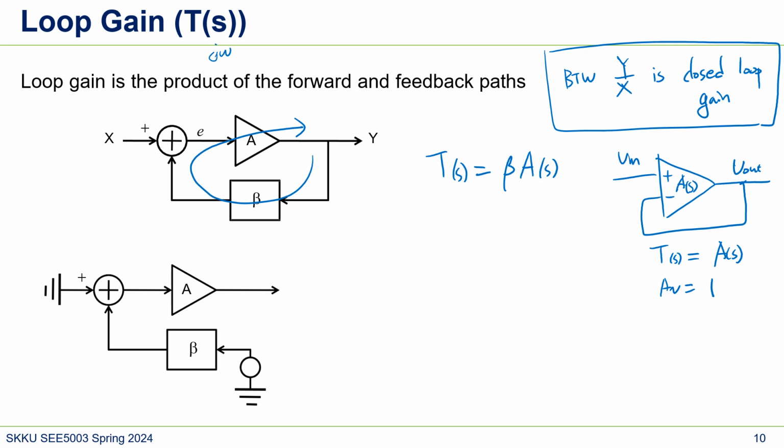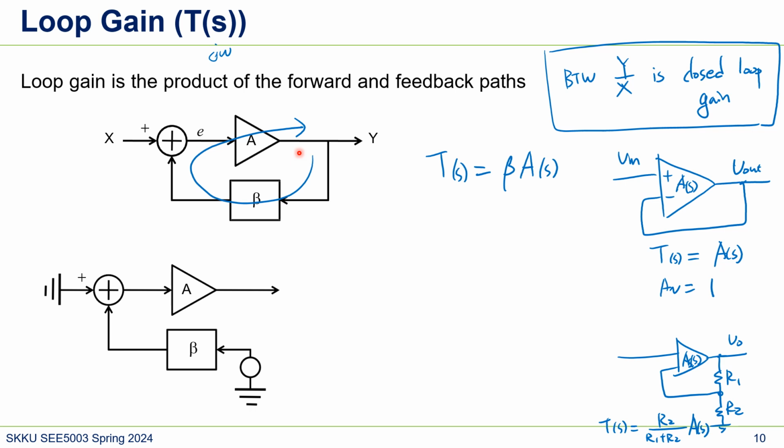So and maybe how about this one? This one has R2, R1, A(s). Well, the loop gain of this would be R1 over R1 plus R2, times A(s), right? So that's loop gain. And then this figure shows how to measure the loop gain.